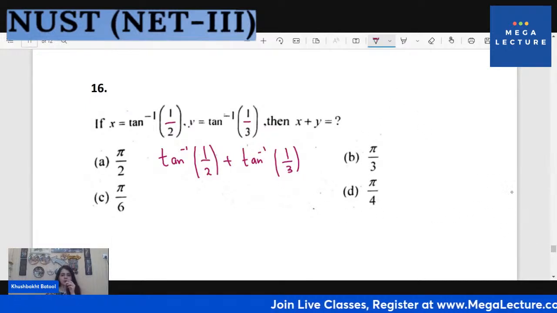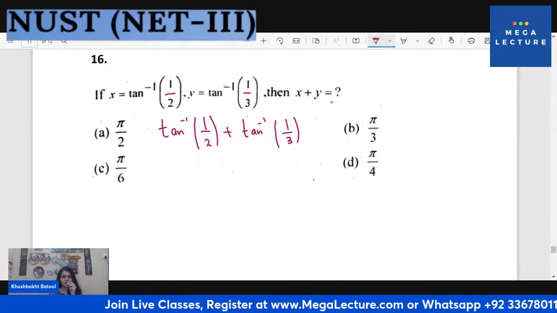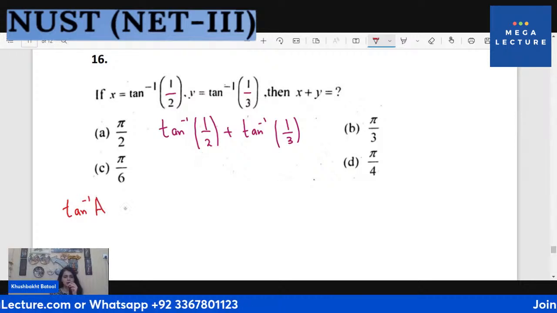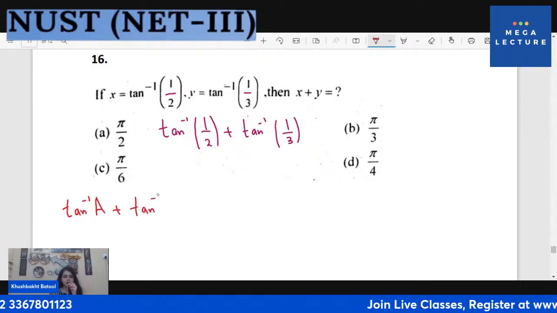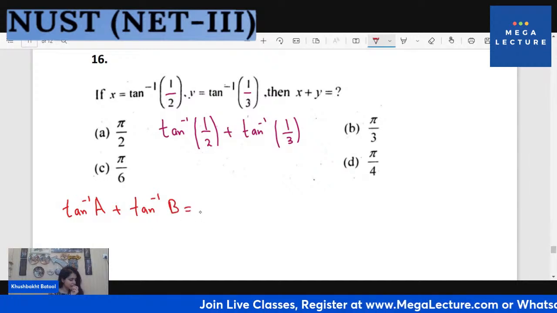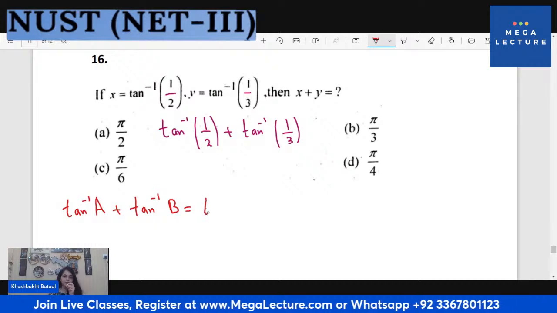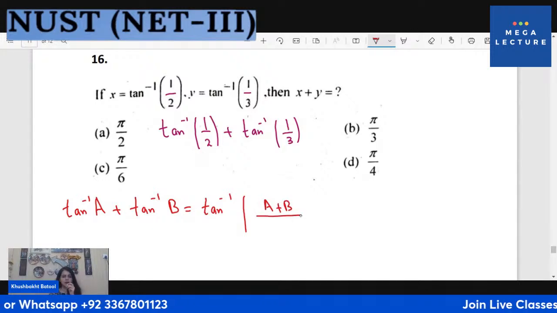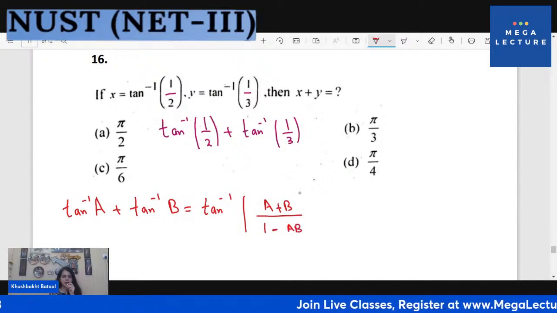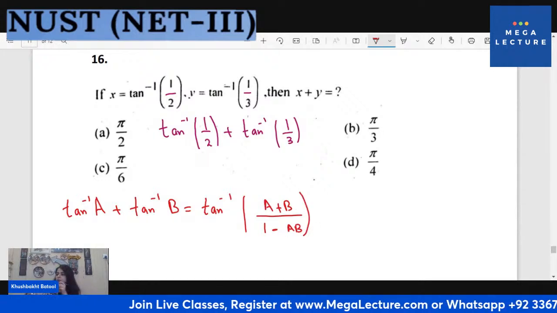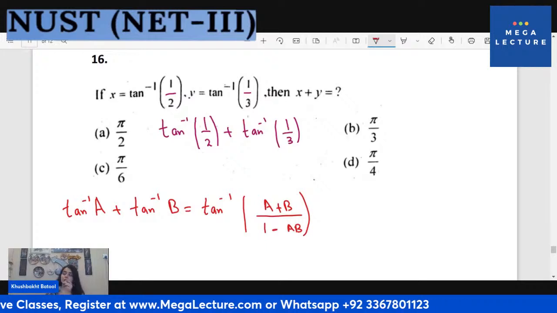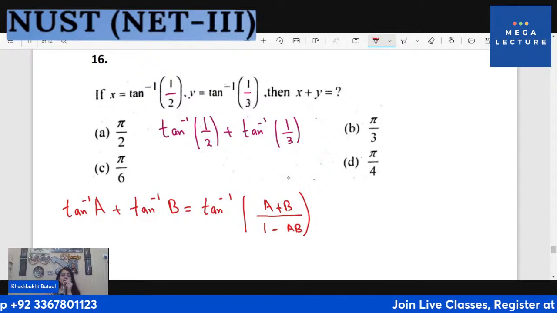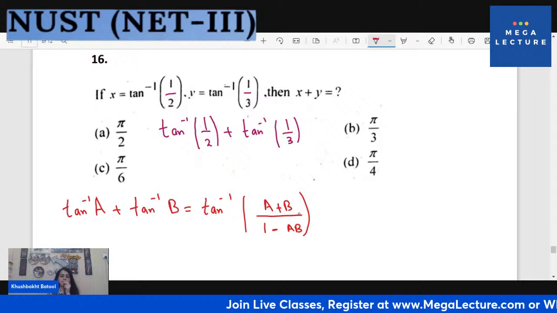Okay. Now we have a property. I'll be writing down the property down there. The property says that if you have tan inverse of A plus tan inverse of B, you can write it down this way: tan inverse of A plus B divided by 1 minus AB. This is what you need to understand. Tan inverse of A plus tan inverse of B is basically equal to tan inverse of A plus B divided by 1 minus AB.